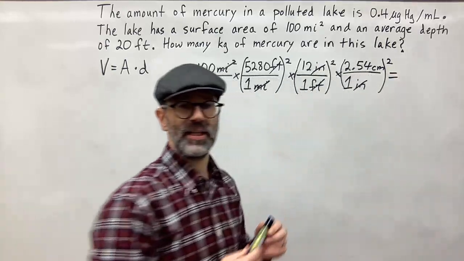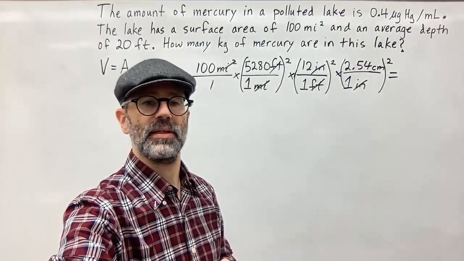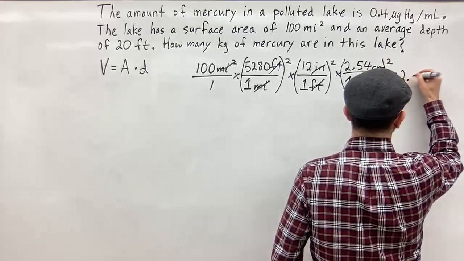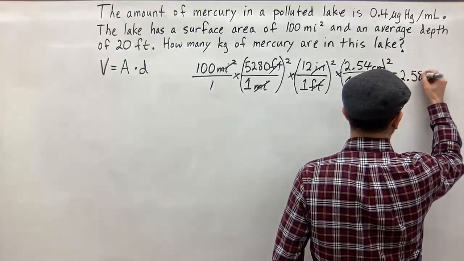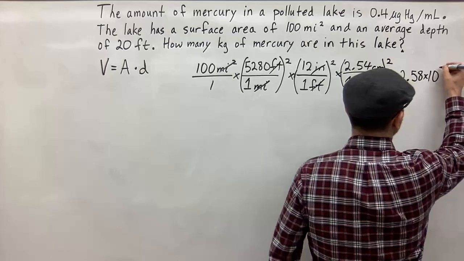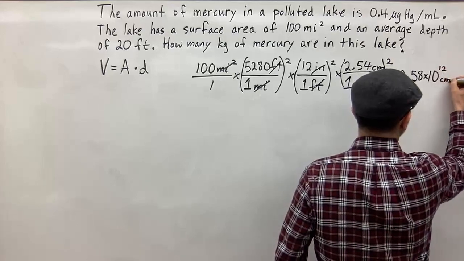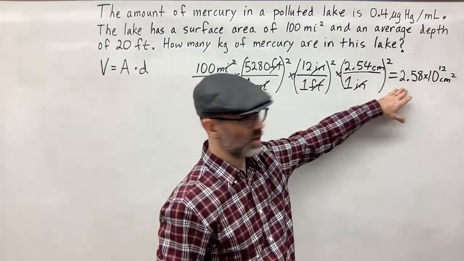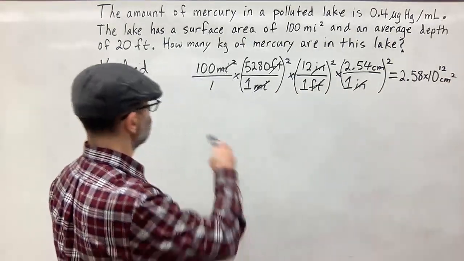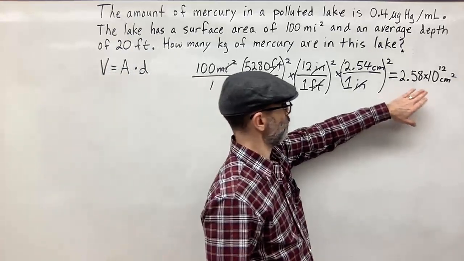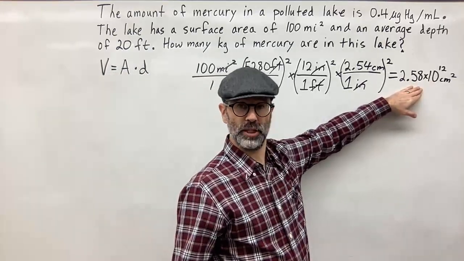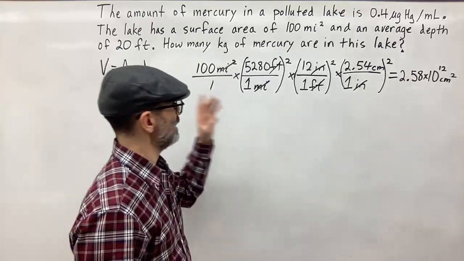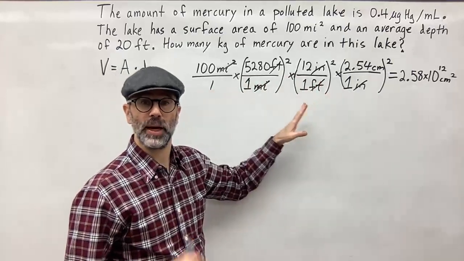So when we calculate this, we get 2.589, 2.58 times 10 to the 12 centimeters squared. So now we have our area in centimeters squared. Now, for sig figs, we want to pay attention to sig figs. Remember, the rule is that if you're multiplying and dividing, your answer should have the same number of sig figs as the least number of sig figs in the measurements you're multiplying and dividing.